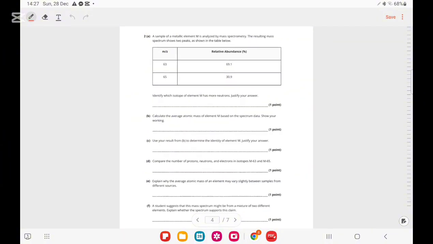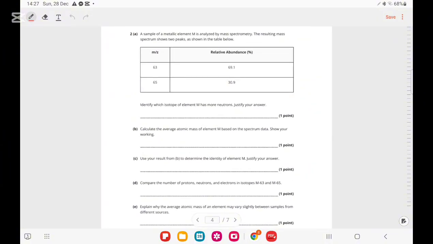In this question they are saying a sample of metallic element M is analyzed by mass spectrometry. The resulting mass spectrum shows two peaks, one at 63 and the other at 65. Identify which isotope of the element has more neutrons. As we know, M-65 has greater mass, so it has more neutrons.